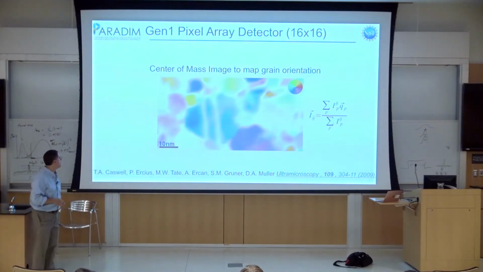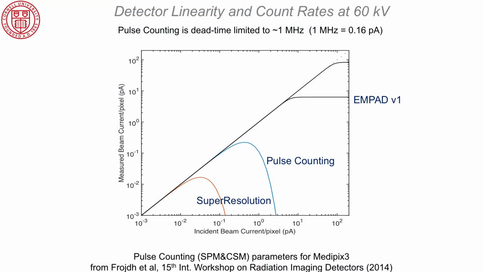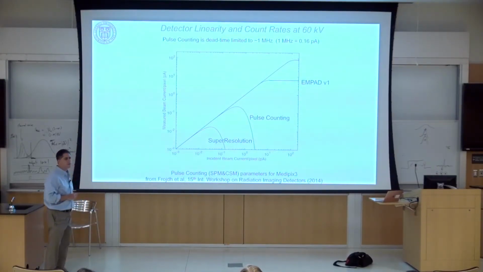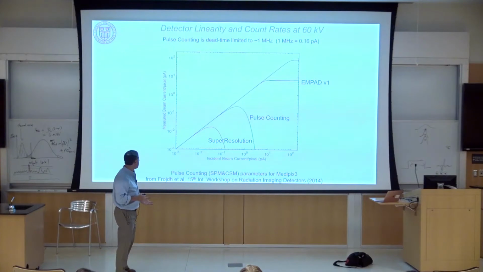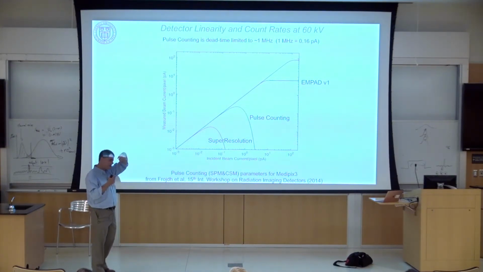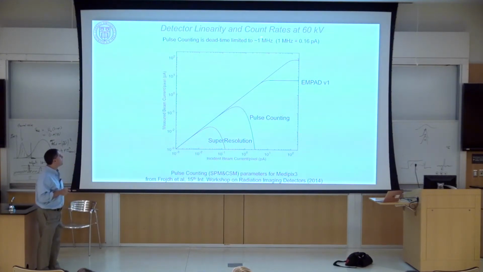Then we went back and worked on building a better detector with more dynamic range, because electrons are big. Now, why do we need dynamic range? Well, the best you can do with pulse counting is about 1 megahertz, and that's the transit time of the electron through the silicon. Basically, the incident electron produces an electron-hole plasma, the plasma screens, and you can't pull it out by applying a big enough bias. So a megahertz count rate is 0.16 picoamps as a current.